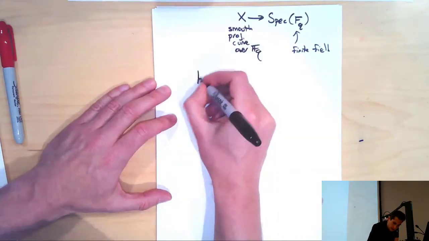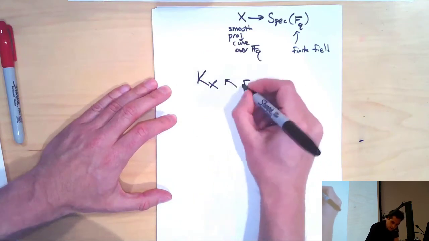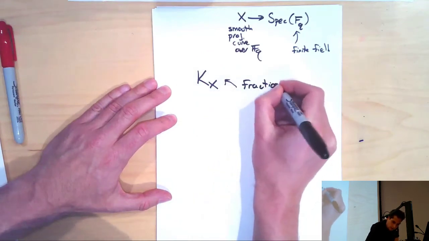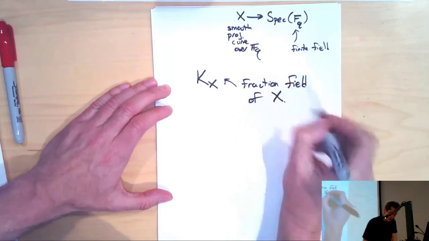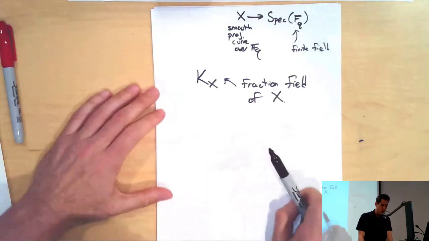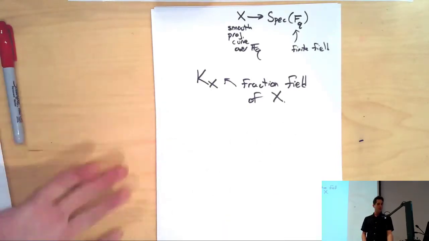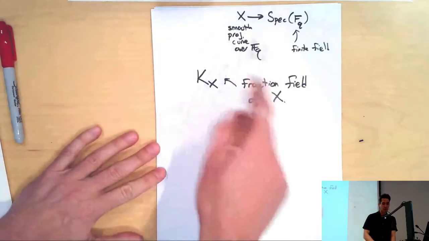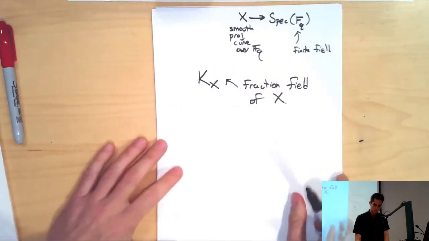And I'm going to write K_X for the fraction field of X. And so this fraction field determines the algebraic curve X up to isomorphism and vice versa. And so a field which arises in this way is called a function field. And the data of a function field is really the same as the data of an algebraic curve over a finite field.